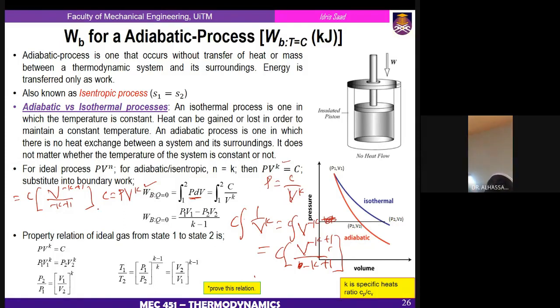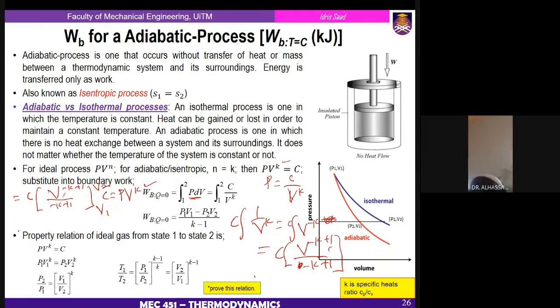Yes, so don't forget our limit of integration. So this is V1 up to V2. If I put V2 into this equation, it is going to be V2 raised to the power minus K plus 1, divided by minus K plus 1. Then again, I'm going to multiply by this P2 V2 raised to the power K in this way. So here I'm going to have a situation like this.